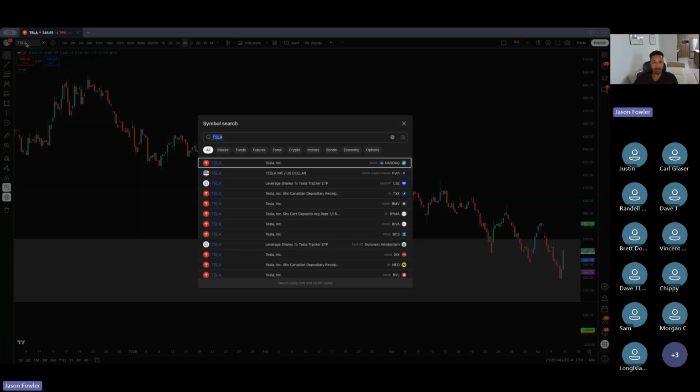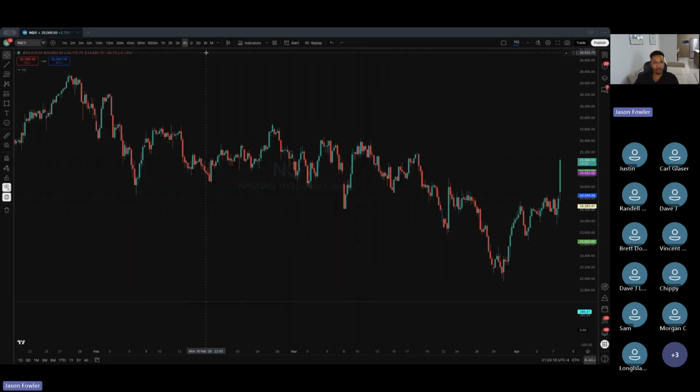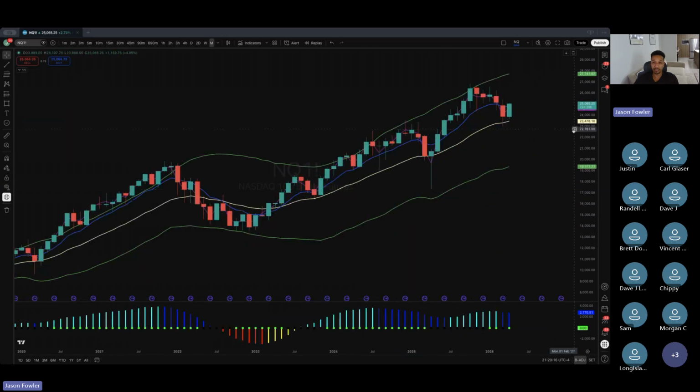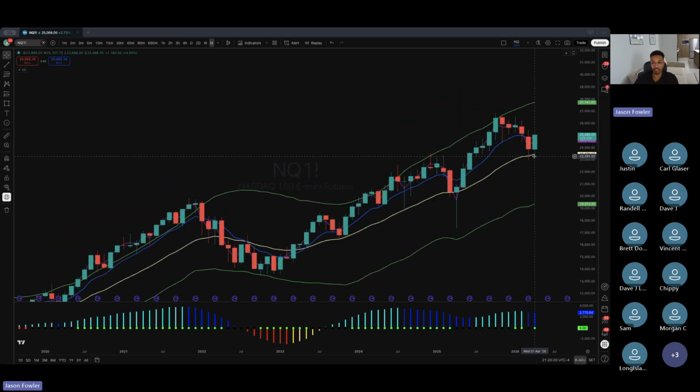So to Brett's point too, it's how confident you are in a trade. Say we were talking about NQ, right? I was pounding the table on this idea that we're going to see a bounce at the monthly mean, which, guys, you can't ask for much more than that. I'll cover mean reversions in another lesson again for you guys.